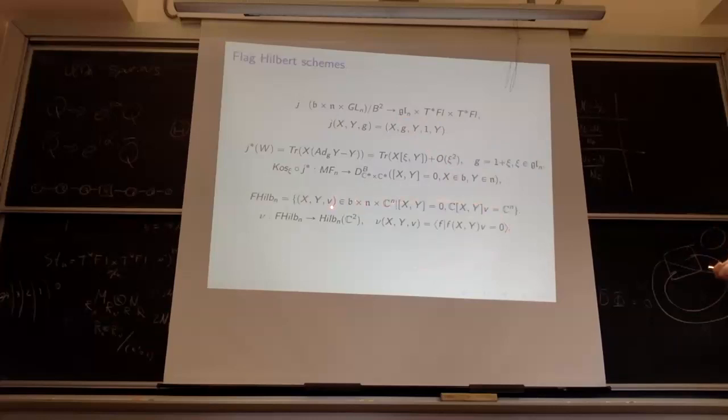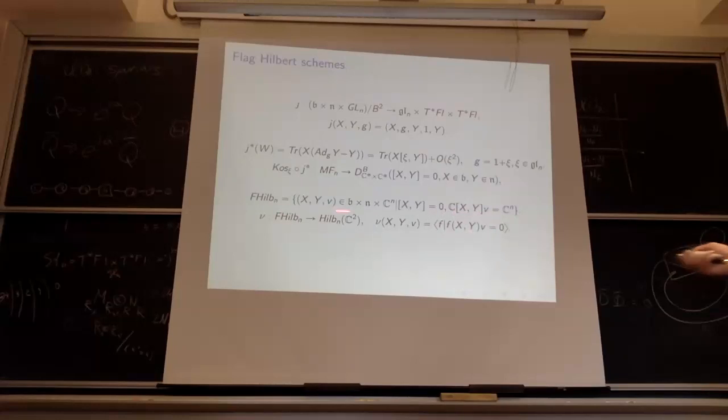So the flag Hilbert scheme is just a pair of matrices X and Y, where X is upper triangular, Y is strictly upper triangular, and they commute. There is a stability condition that these two matrices generate everything. You can always project from the flag Hilbert scheme to the usual Hilbert scheme. What do you do? You take your cyclic vector here and start applying polynomials of X and Y. If a polynomial kills this vector V, we say it sits inside the ideal. So the set of all F such that they satisfy these equations is an ideal.